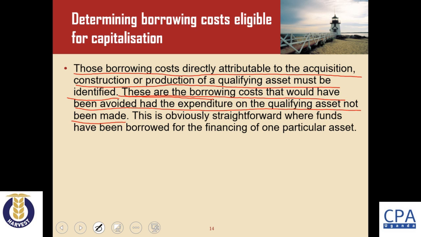So we continue by saying that this is obviously straightforward where funds have been borrowed for financing of one particular asset. So we are saying that it is easy for you to identify borrowing costs that are eligible for capitalization if the firm has straight away gone to the bank, borrowed money to particularly or specifically acquire, construct, or produce a qualifying asset. There it would be very, very easy for you to identify those borrowing costs.